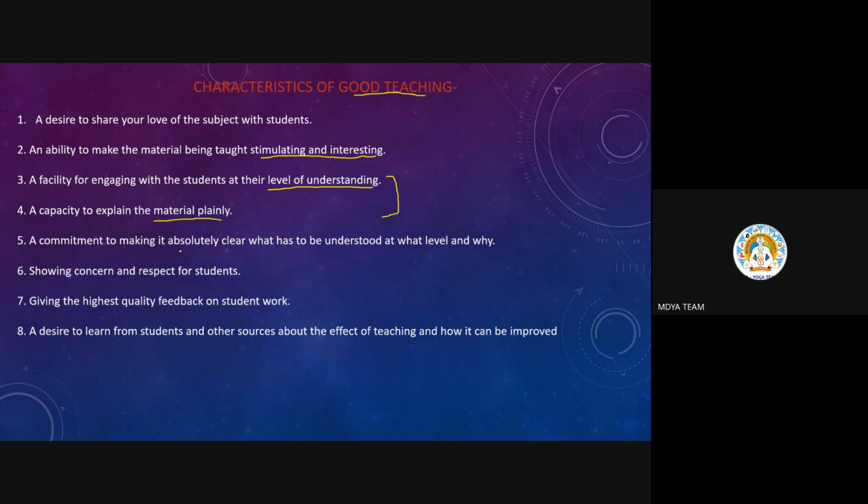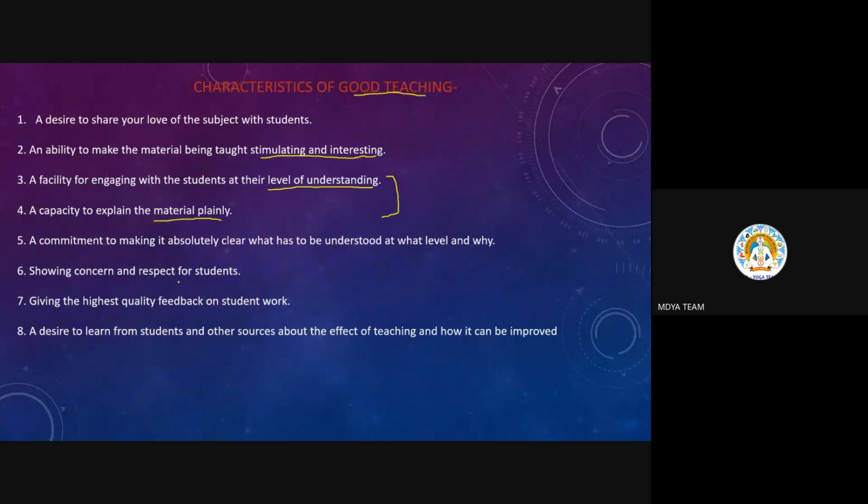A commitment to make it absolutely clear what has to be understood at what level and why. What the teacher is teaching, the idea would be very clear to the teacher as well as the student: why they are learning this, and at what level they are learning.